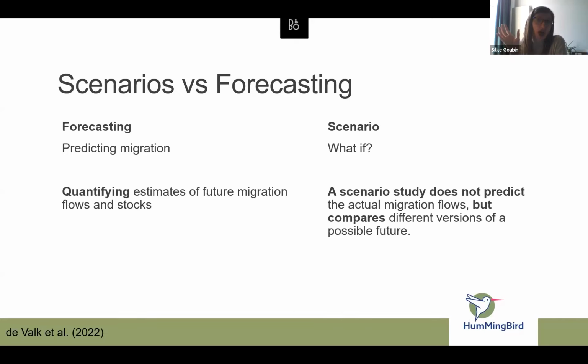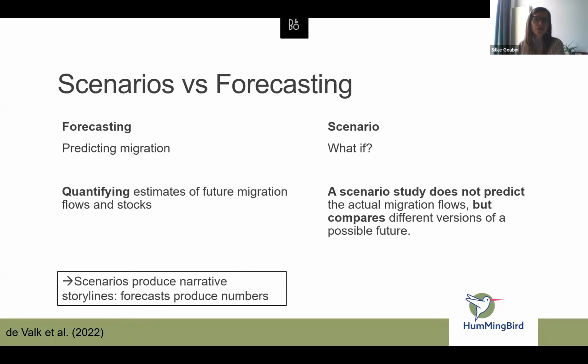And maybe relevant for HumMingBird and our project is that most of these scenarios have a relatively long time frame, but also not extremely long. So mostly scenarios have a time frame of 10 to 20 years. And they're qualitative. They're based on input from migration experts and policymakers, and they're usually also targeted towards policymakers. So basically, scenarios are potential migration future stories. Forecasts, sorry if I put it so bluntly, produce numbers.